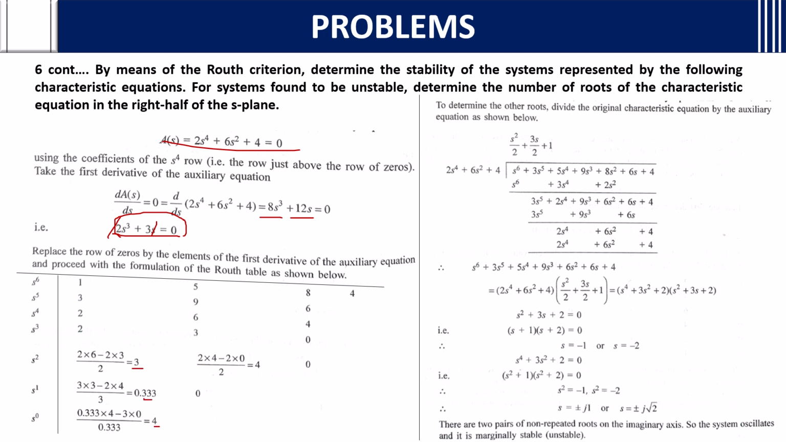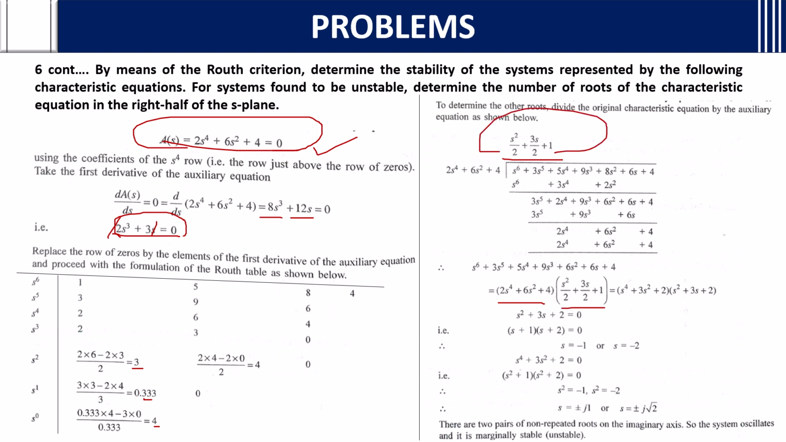So to determine the other roots, divide the original characteristic equation by the auxiliary equation. The same way, the auxiliary equation is there, no? You will divide this with the original equation. You will get some factor. What is that value? You should take LCM for this. If you take LCM, you will get 2s power 4 plus 6s square plus 4 into this s square by 2 plus 3s plus 1.